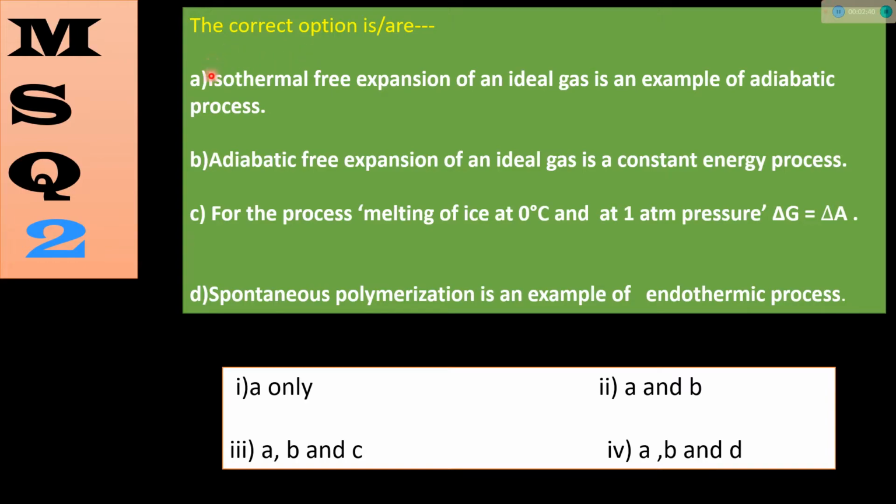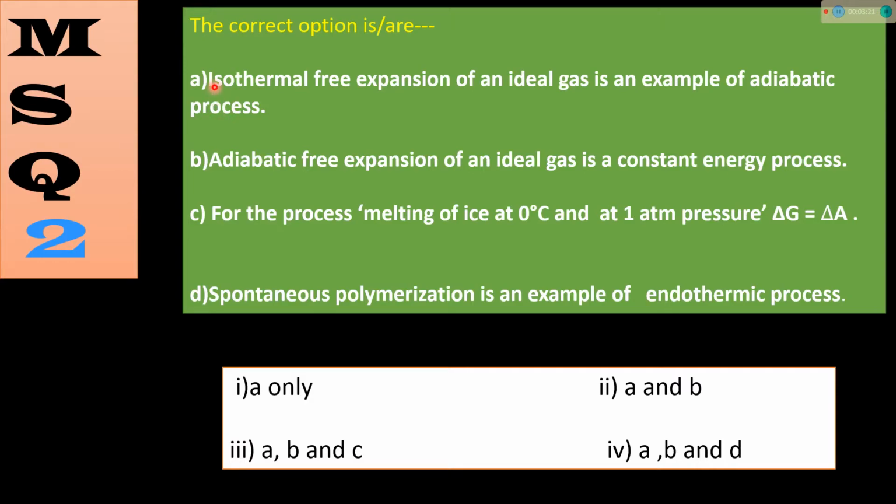So let's read the question. Four statements are given, and we have to find which one or which ones are the correct statements. Usually in the MSQ series we get 3-4 statements, and we have to find which statement is correct and which is wrong. So let's read the four statements, then we will discuss details about these four statements, and at last we will see which are the correct and which are the wrong statements.